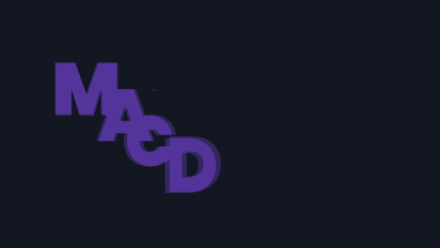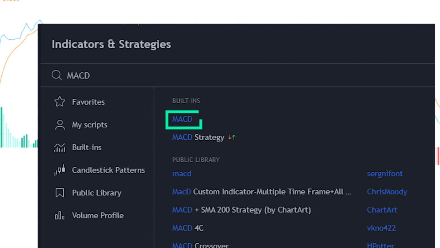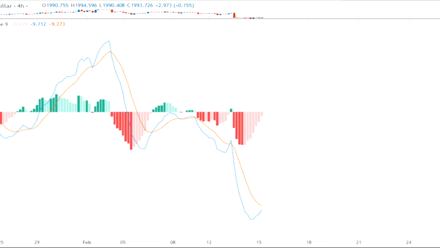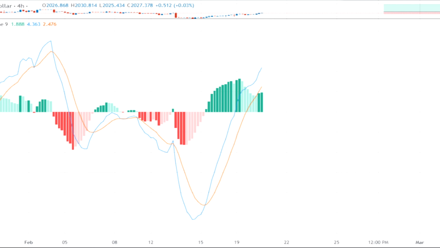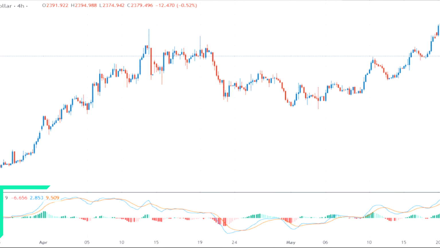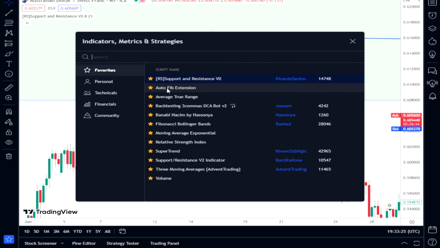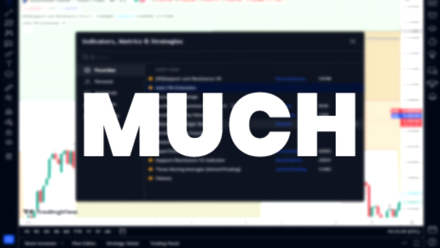The MACD, or the Moving Average Convergence Divergence, is one of the most popular technical indicators used by traders. This indicator uses moving averages to find trends in the market, and it's pretty damn good at it too. Now, if you're an experienced trader, you've probably used or heard about this MACD indicator before, but the MACD indicator by itself is just alright, to be honest. So make sure you watch this full video to see how I pair it with some other indicators to make it perform so much better.